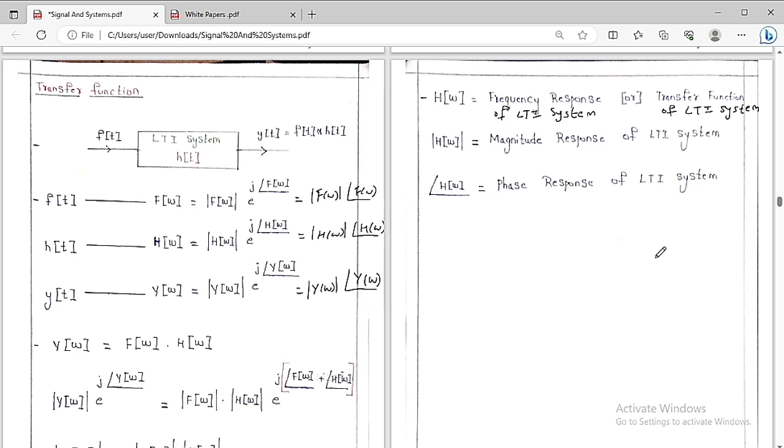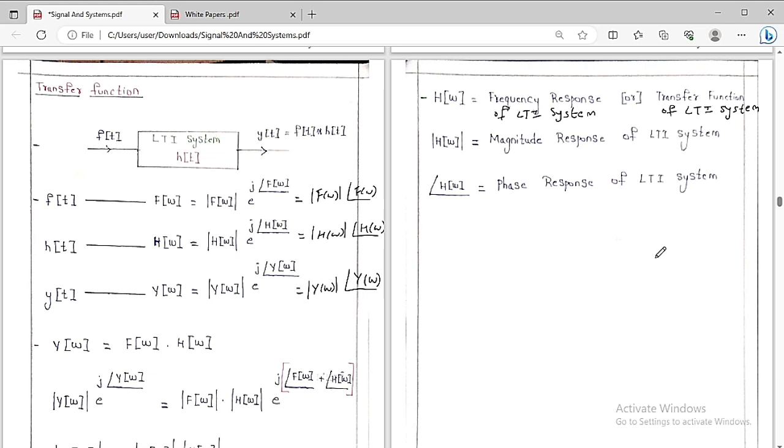The frequency domain quantity is a complex number, so we consider the magnitude as well as the phase. The overall magnitude of Y of omega is equal to the magnitude of F of omega into the magnitude of H of omega, and the phase angle of Y of omega is equal to the phase angle of F of omega plus the phase angle of H of omega. So H of omega is called the transfer function or the frequency response of the LTI system, its magnitude is the magnitude response, and its phase angle is the phase response of the LTI system.